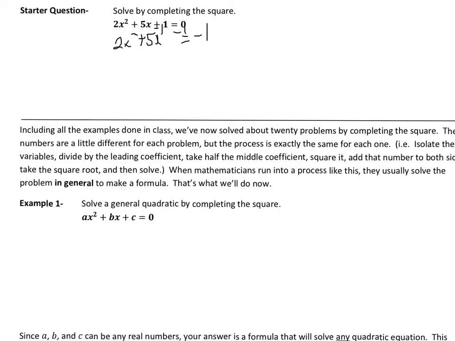Divide by 2, right? Let's go divide by 2. We're going one at a time here, Josh. Don't go crazy on me here. So we get x squared plus 5/2x, and I'm going to leave a space here, equals negative 1/2. Now, Josh, now it's time. Now we do what?